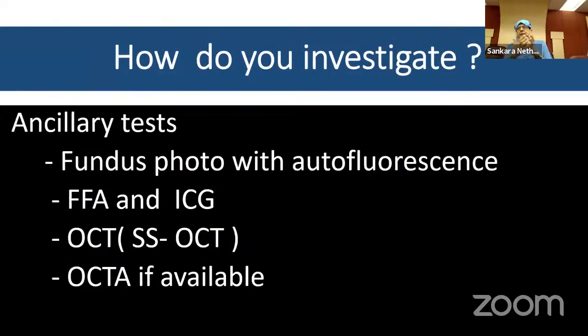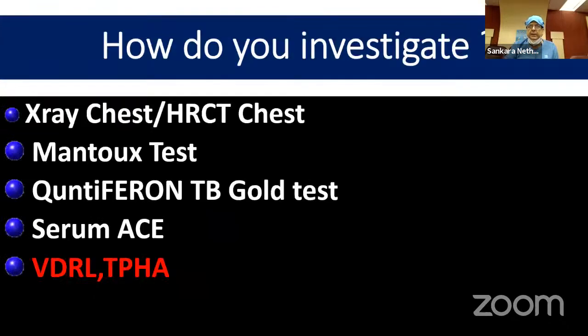So how do you investigate? The ideal approach is to do ancillary tests, imaging modalities. This should be fundus photo documentation with autofluorescence. And then we do the FFA and ICG as required, and optical coherence tomography. Swept source optical coherence tomography or EDI OCT is better, and OCTA if it's available.